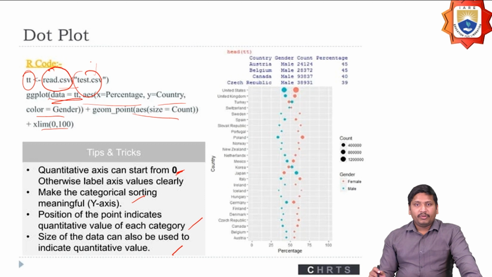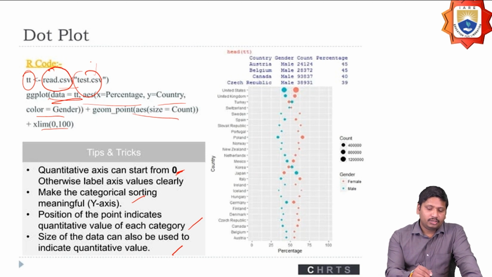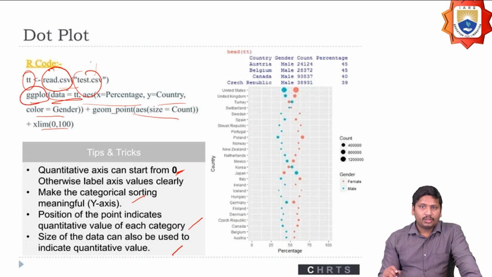The dot plot should be very easy. First we have to read the CSV file through the file name, and ggplot is the function. So we're able to draw the dot plot, by taking data as well as this color and then geom_point values.